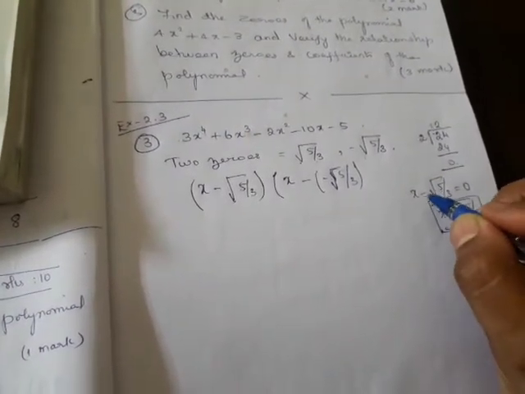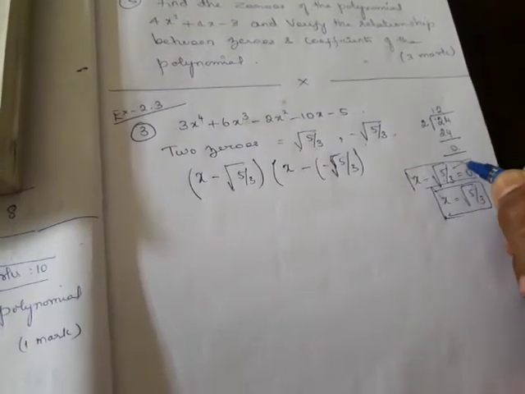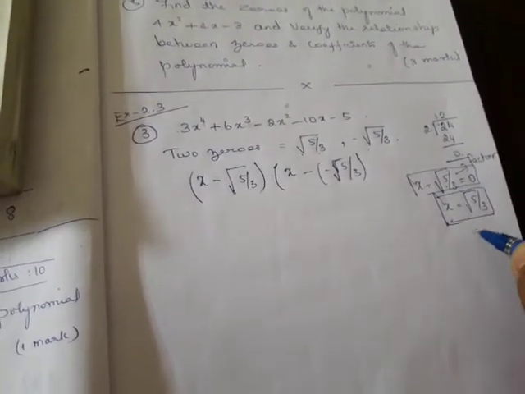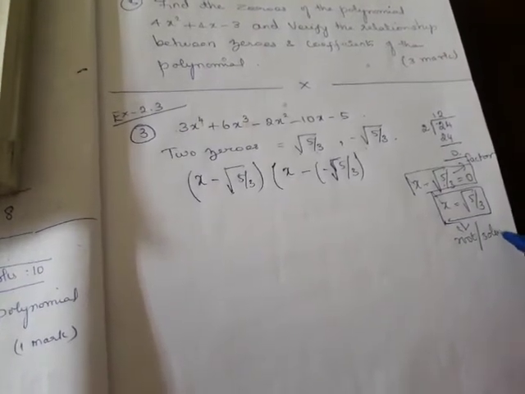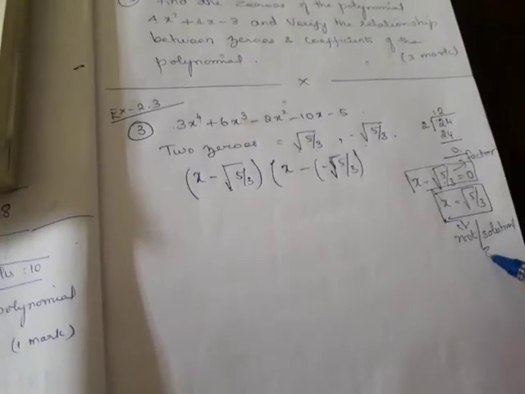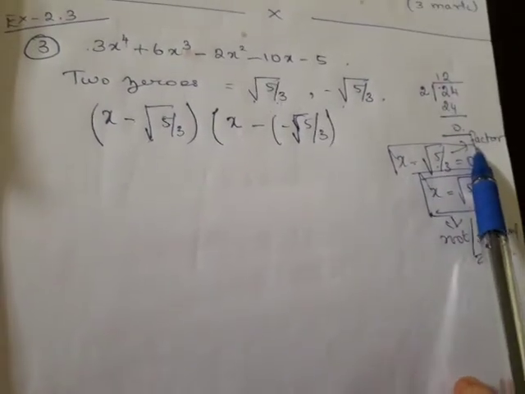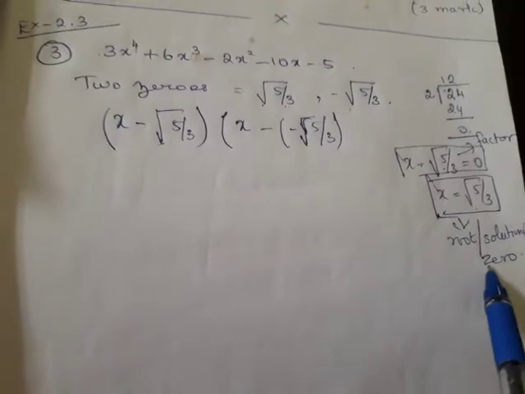And if I write x minus that value, this is called the factor. This is called what? Factor. And this is called what? Root or solution or zero. Right? If I write x minus that value, then it is called a factor. If I write x equal to that value, then it is called a root or solution or zero.